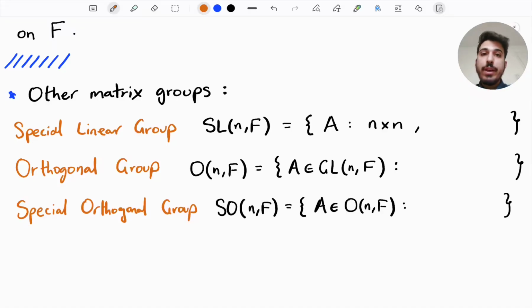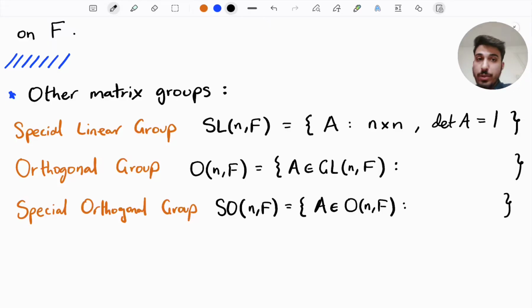So starting with the special linear group, SL_n(F), it is all the n-dimensional matrices A with coefficients in F, where the determinant of A is not only non-zero, but equal to just 1. Whereas the general linear group had determinants that could be a number other than 1, the special linear group is just 1.